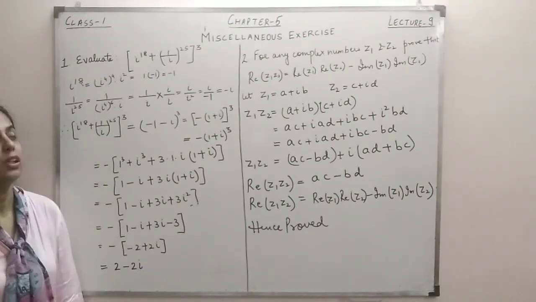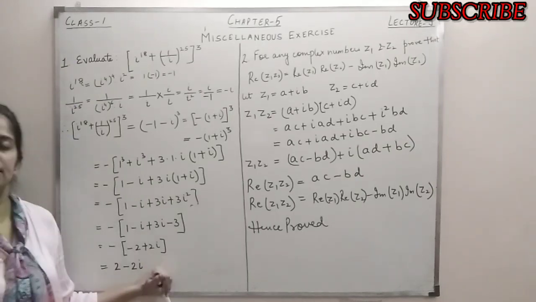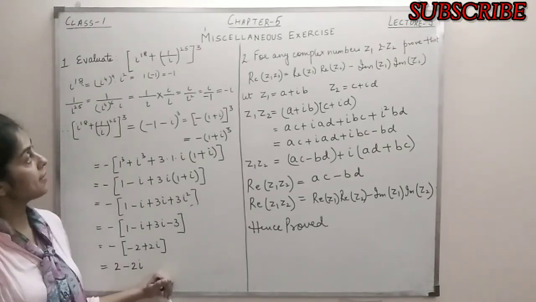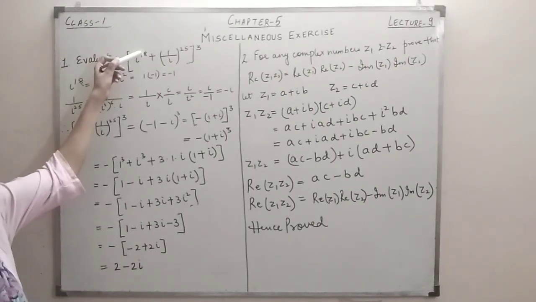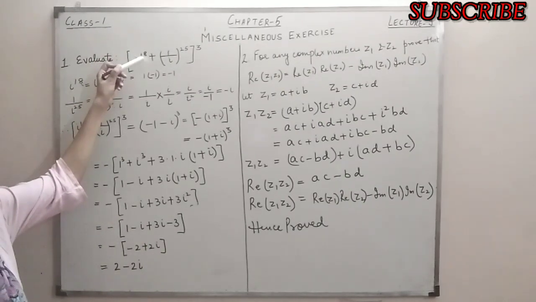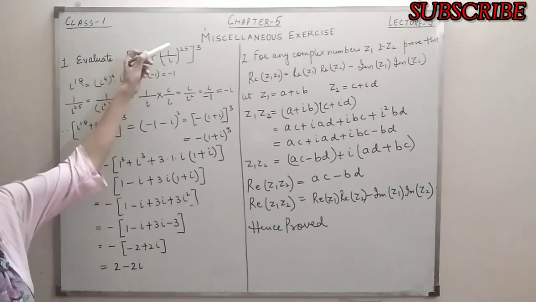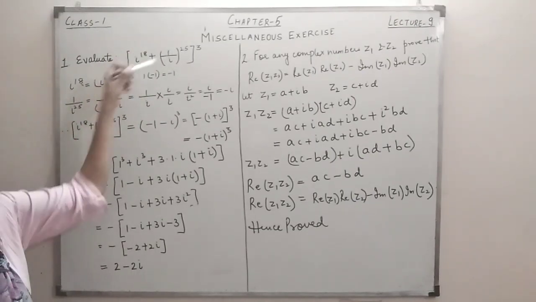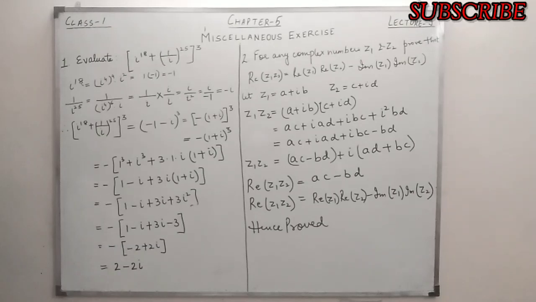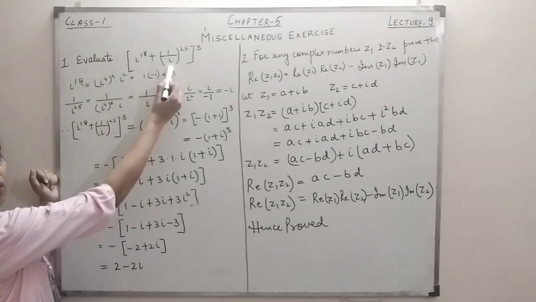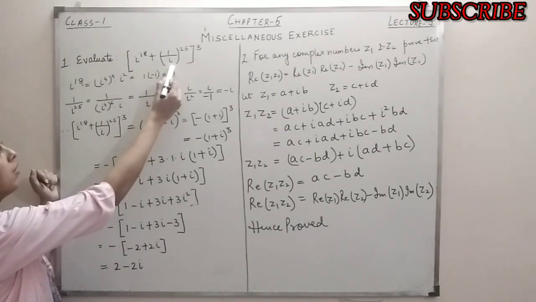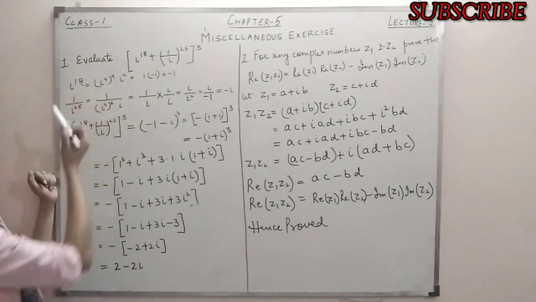Hello everyone. Today we will discuss the miscellaneous exercise of chapter 5. Let's start from question number 1. Evaluate (iota raised to the power 18 plus 1 upon iota raised to the power 25) whole to the power 3. First of all we have to solve iota 18 and 1 upon iota raised to the power 25. So what is iota 18?